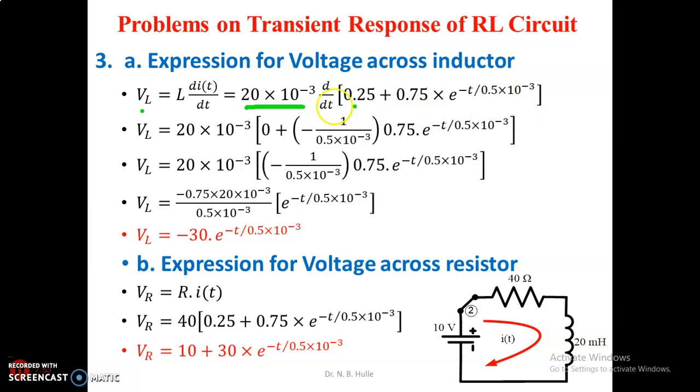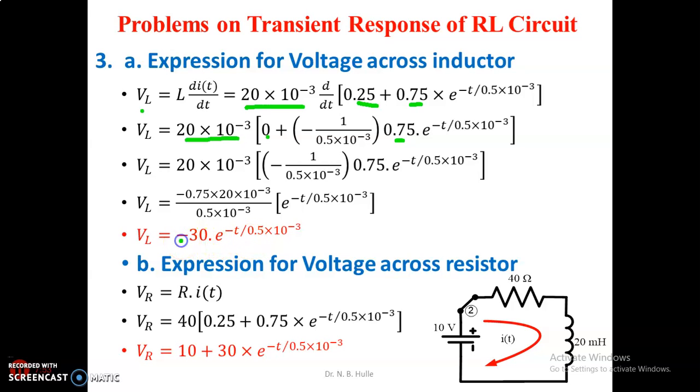We will simplify this equation. The inductor is the same as it is. The differentiation of the constant term 0.25 is 0. 0.75 is a constant. The differentiation of e raised to the power of minus t by tau is minus 1 upon tau into e raised to the power of minus t by tau. If we simplify this expression, VL is equal to minus 30 into e raised to the power of minus t by 0.5 into 10 raised to the power of minus 3.